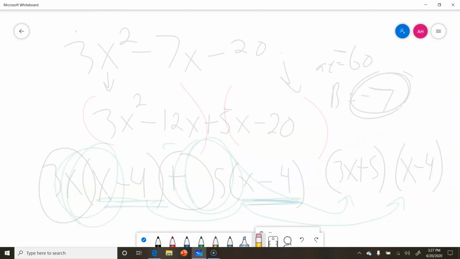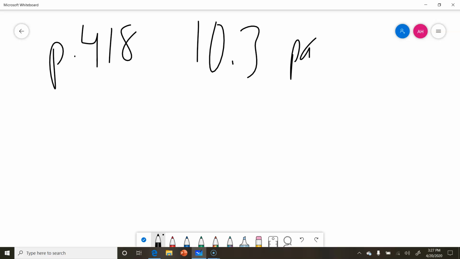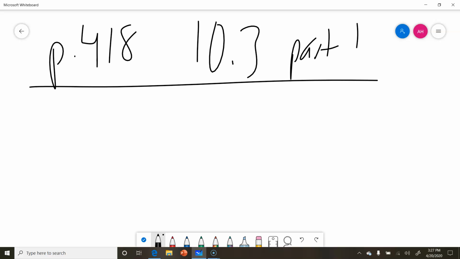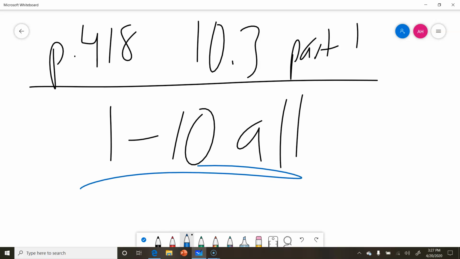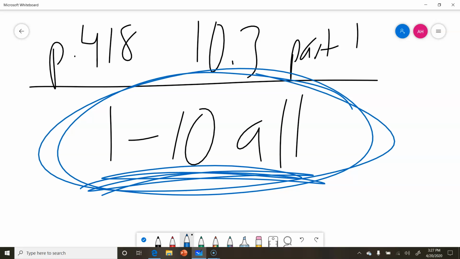So for homework, we're going to start easy. We're on page 418. This is 10.3, and this is part 1. And we are going to do only 1 through 10 all. Okay, I want to make sure that we start understanding it first. If you do it the trial and error method, it's going to take you a little longer. But as long as you can get the right answer in the end, that is the important part.